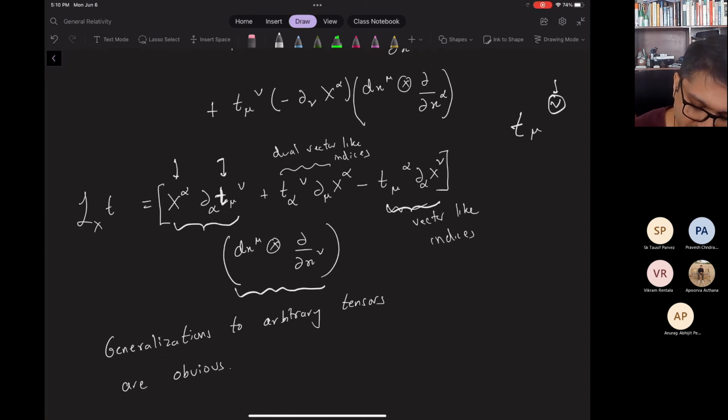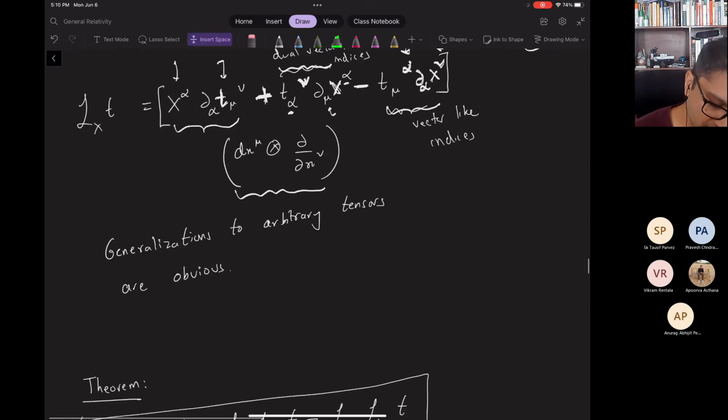For every vector-like index that I have, I will replace it by a dummy index, and then I will take a derivative with respect to the dummy index of x^nu, and I will put the index nu over here. Similarly, for every dual vector-like index, I will differentiate with respect to the dual vector index, and I'll put a dummy index for T and a dummy index over here, and so on. The vector indices will come with a plus sign. The dual vector indices will come with a minus sign. This is a general rule.